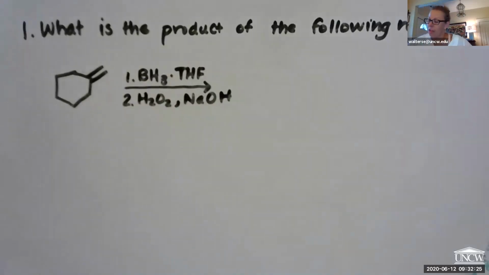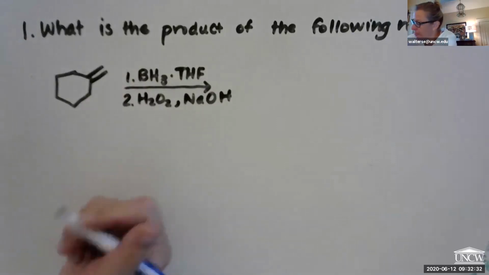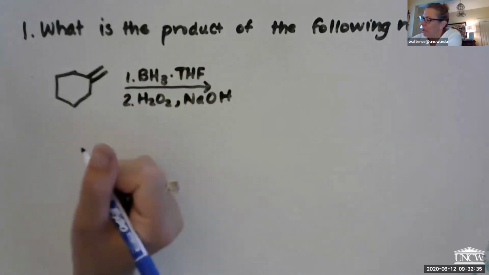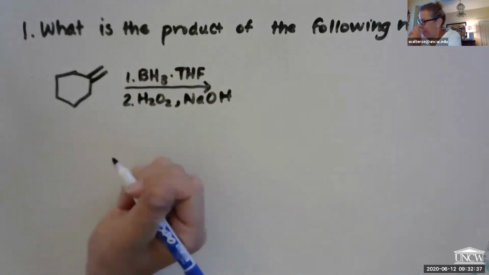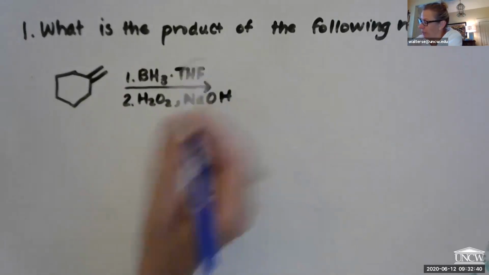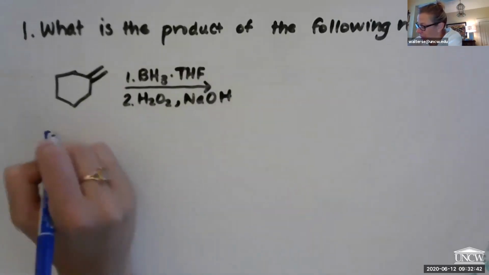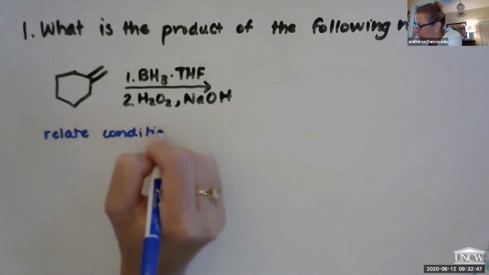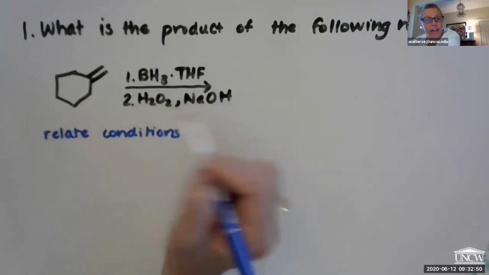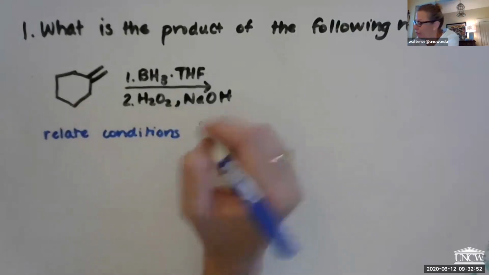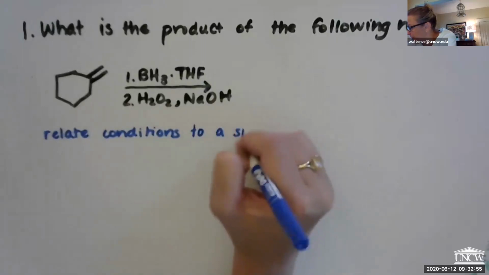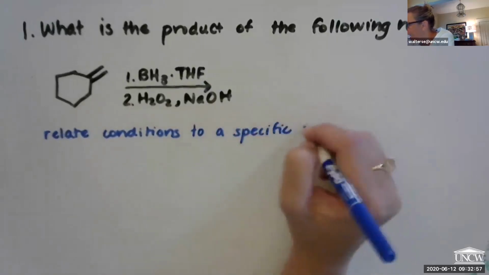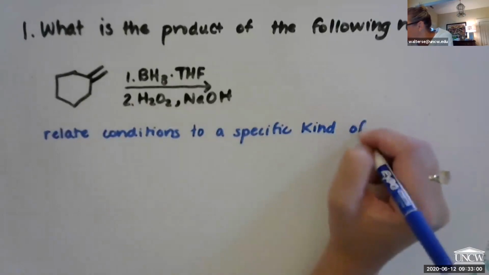So there are a few things that you need to think about when you approach this. The first thing you need to be able to do is relate conditions, which are given above and below the reaction arrows, to a specific kind of addition.